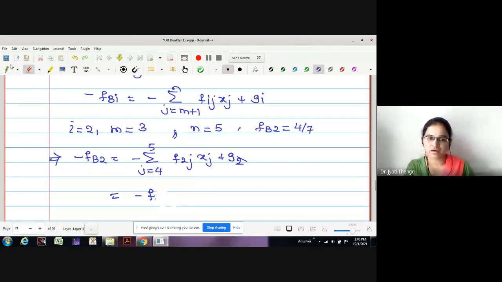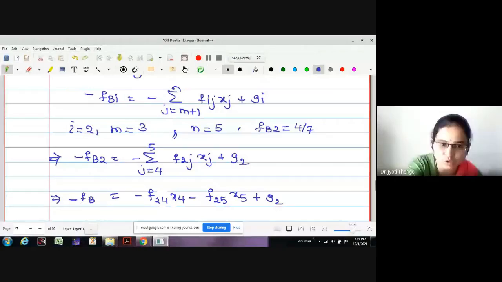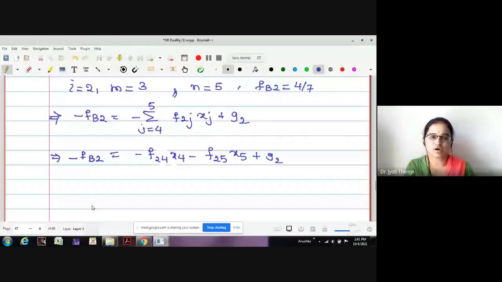Correct? F24 x4 minus F25 x5 plus G2 equals minus FB2. Let me substitute all the values now. Minus FB2 we already know is minus 4 by 7. What is F24 and F25?